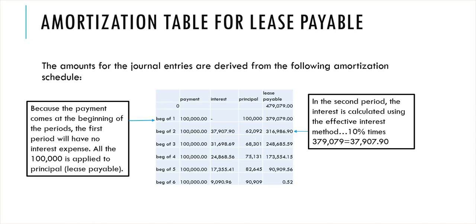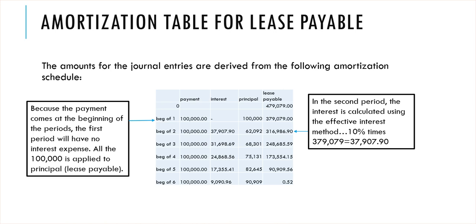And in the first instance, there's no passage of time, there's no interest, so therefore the total amount of the payment in its entirety reduces the lease payable. I have lease payable here. You are going to do an identical one to this, only instead of lease payable, we would call this a lease receivable.